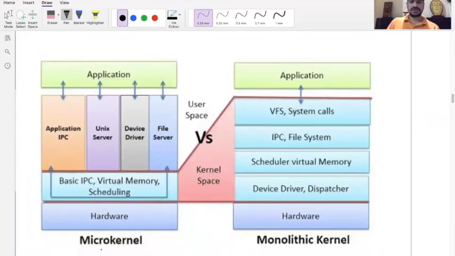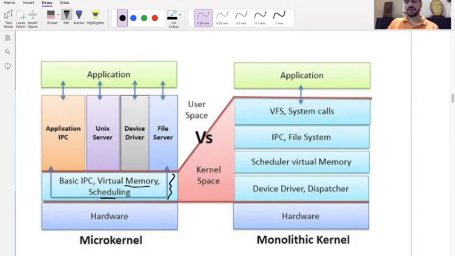So you see, this is a microkernel, and this is the kernel part. There is only basic inter-process communication, then virtual memory, how virtual memory is going to be managed, and the scheduling part. Scheduling will be the CPU schedule and your disk schedule. So only these parts are with the kernel, and other parts like application, interprocess communication, Unix server, device driver, and the file servers are all independent modules here, and they are running in the user space.